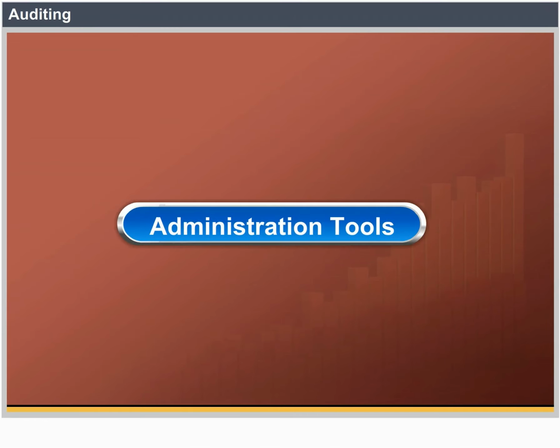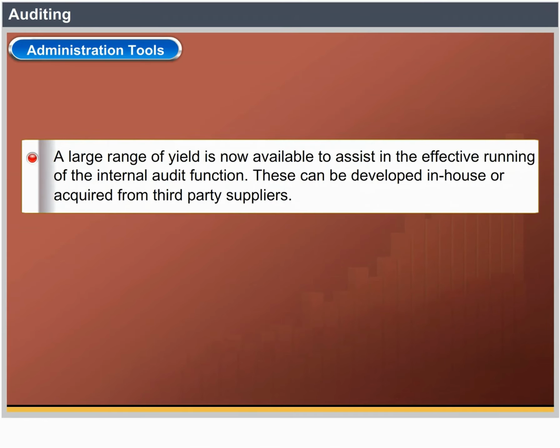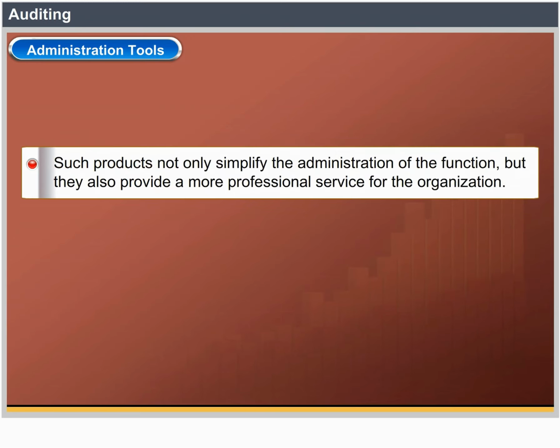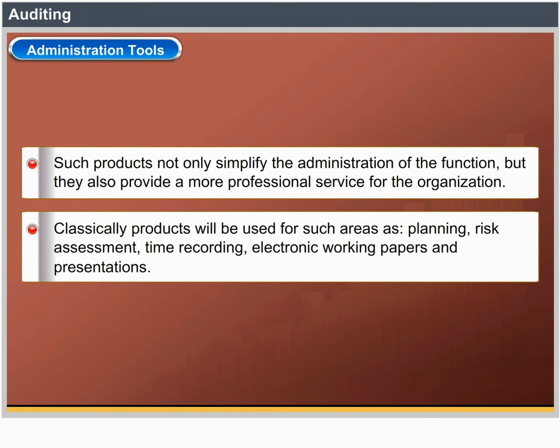Administration tools. A large range of products is now available to assist in the effective running of the internal audit function. These can be developed in-house or acquired from third-party suppliers. In some instances, such as planning software, generally available products such as PMW can be used, although audit-specific products are increasingly becoming available. Not only do such products simplify the administration of the function, but they also provide a more professional service for the organization. Typically, products will be used for such areas as planning, risk assessment, time recording, electronic working papers, and presentations.